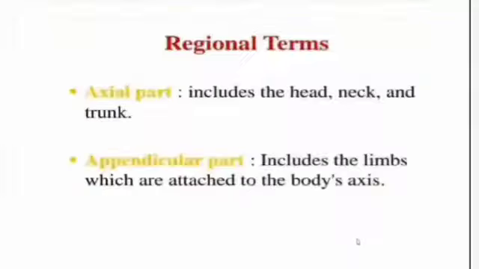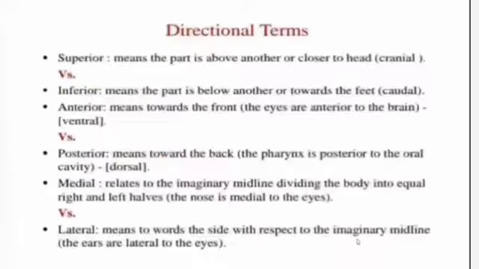Then coming to a few regional terms. First is axial part. Axial part includes head, neck, and trunk. Appendicular part. Appendicular part includes the limbs which are attached to the body axis. Now coming to a few directional terms. First, superior. Superior means the part is above another or closer to the head. Inferior, which means the part is below another or towards the feet.